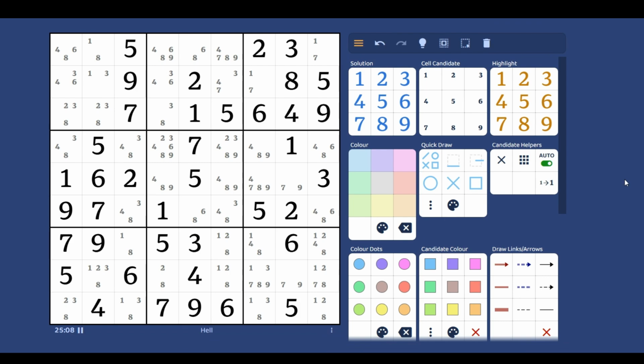So let's go back to this grid that we had in the Sudoku Coach campaign, the lesson on forcing chains, the one that we just showed in the intro section.